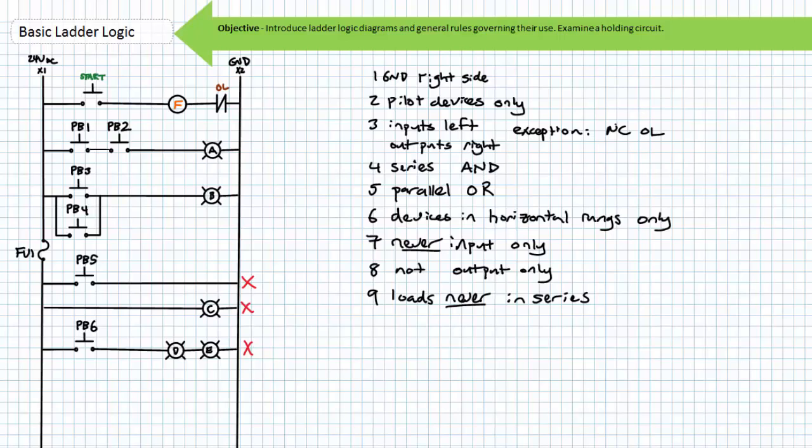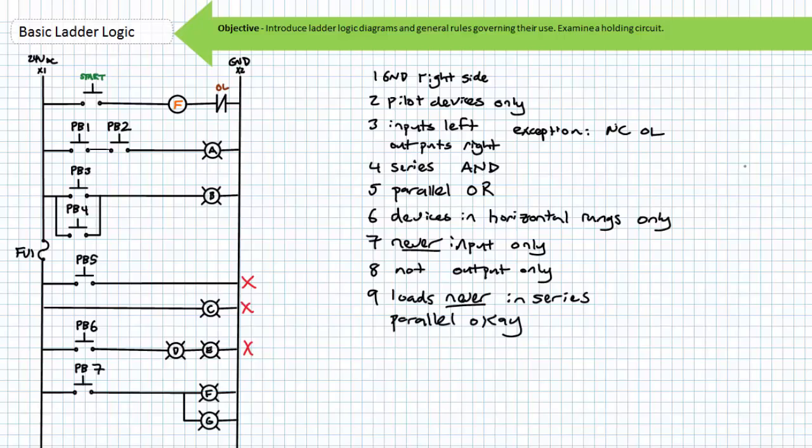Next, loads are never placed in series with one another. Load devices in ladder logic diagrams are designed to operate at full pilot voltage. Assuming equal resistance of lamp D and E, if push button 6 was closed, we would see 12 volts across lamp D and the other 12 volts across lamp E, assuming 24 volts DC pilot voltage. This is wrong. Both lamps would be dim if they operated at all. This is to suggest the maxim one load per rung.